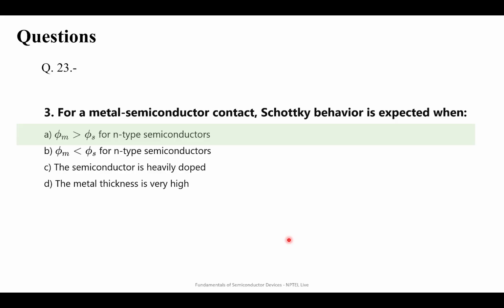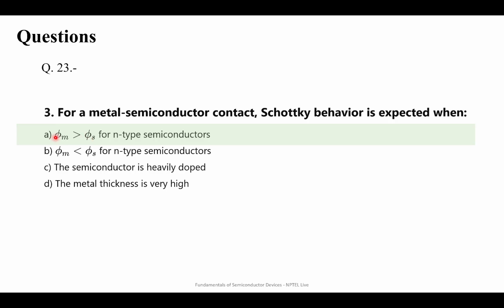That is correct. The answer would be when phi m is greater than phi s for n-type semiconductors. So phi m is the metal work function and phi s is the semiconductor work function, or you can say the energy difference between the Fermi level and the vacuum. That is the work function for your semiconductor.